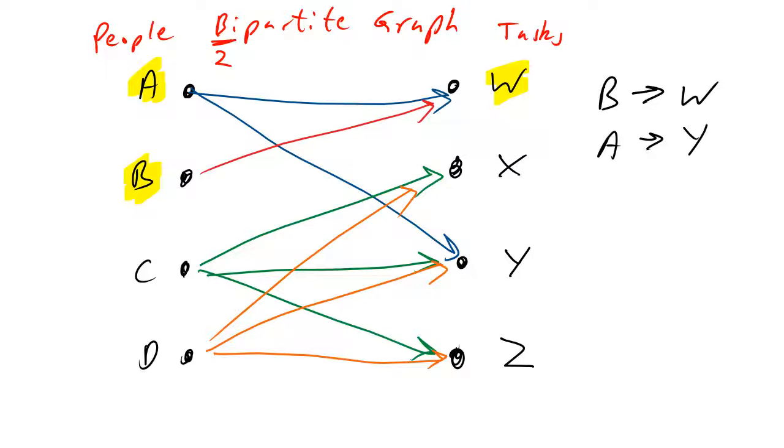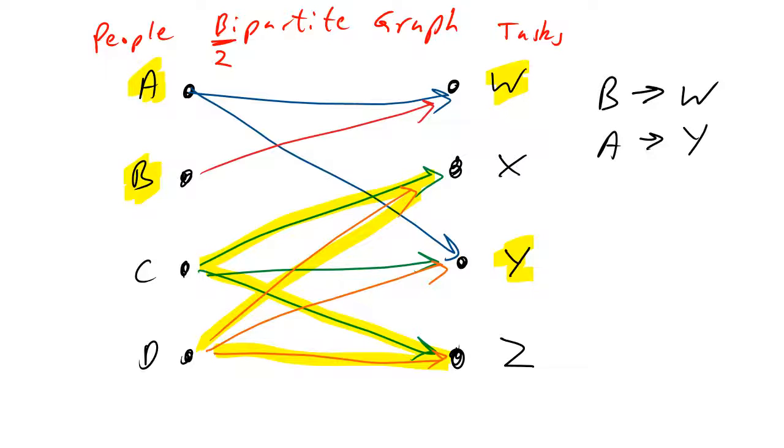Now, we've already used up A, B, W, and Y. That leaves us that C could go to X, or C could go to Z, but also D could go to X, or D could go to Z. And that gives us two options. Well, actually, in bipartite graphs, you can do one or the other.